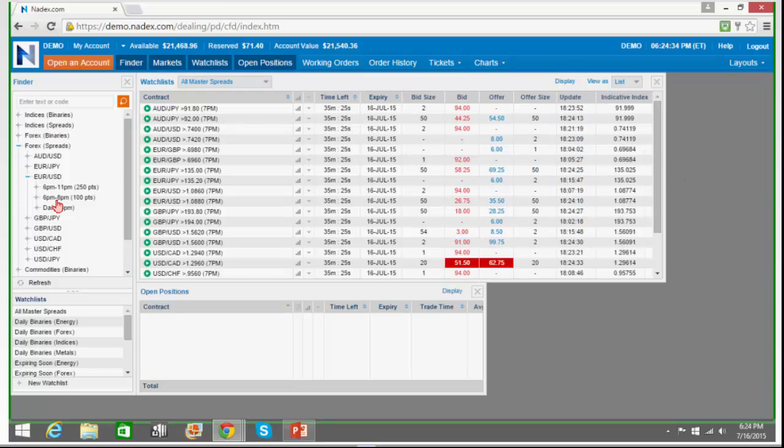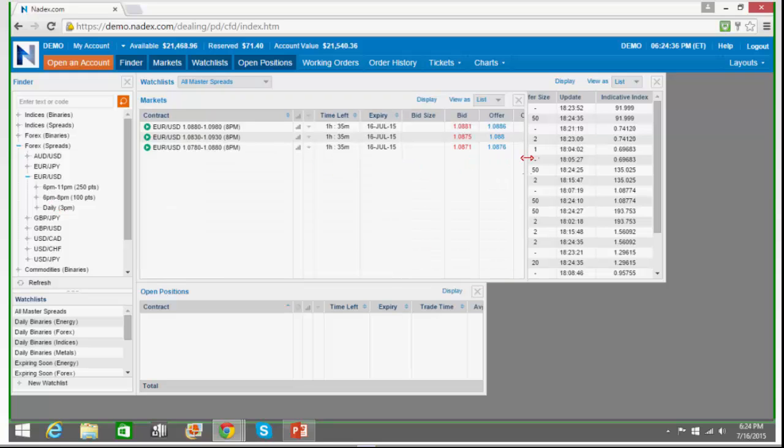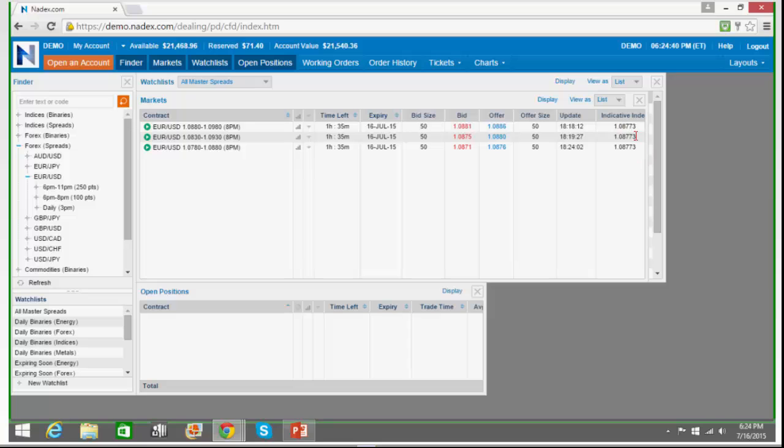All right. See this right here, the indicative? This is the Nadex indicative, what the current underlying indicative is. Just a couple of minutes before 6 o'clock, whatever this indicative is, there's going to be a spread. At 6 o'clock, the indicative was 1.0880.